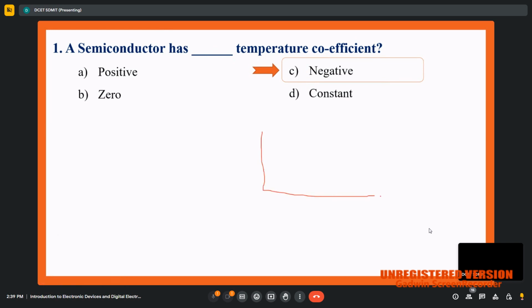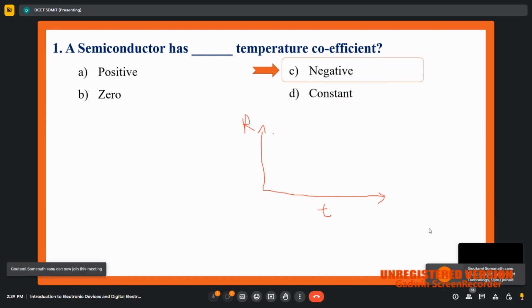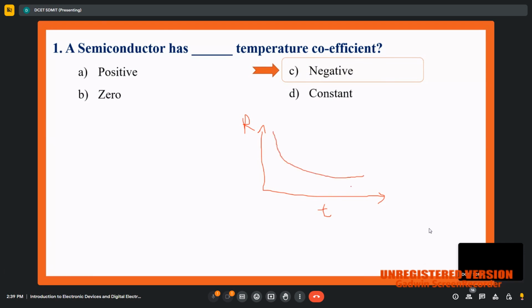See, now if I take a graph, this is temperature, this one is resistance. Now if we take for the semiconductor, the temperature coefficient is negative.